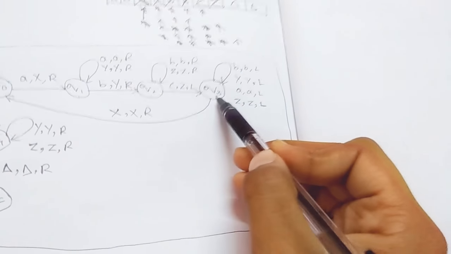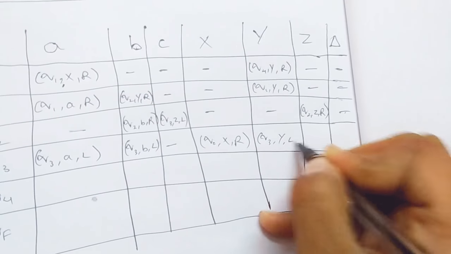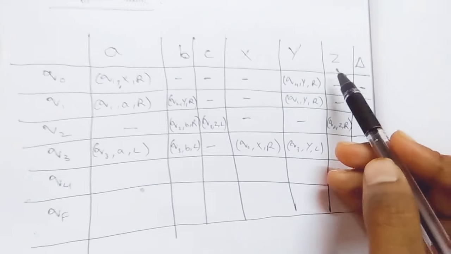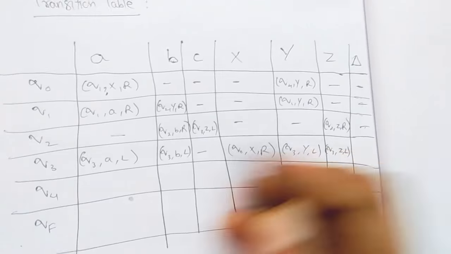Q3 to y, there is q3 itself, so q3 comma y comma l. And Q3 to z is q3 itself, that is q3 comma z comma l. And Q3 to delta there is nothing, so nothing.